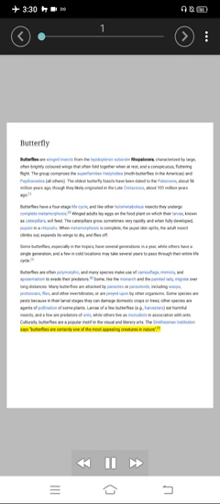Possibly the original butterfly. A male brimstone, Gonepteryx rhamni, in flight.